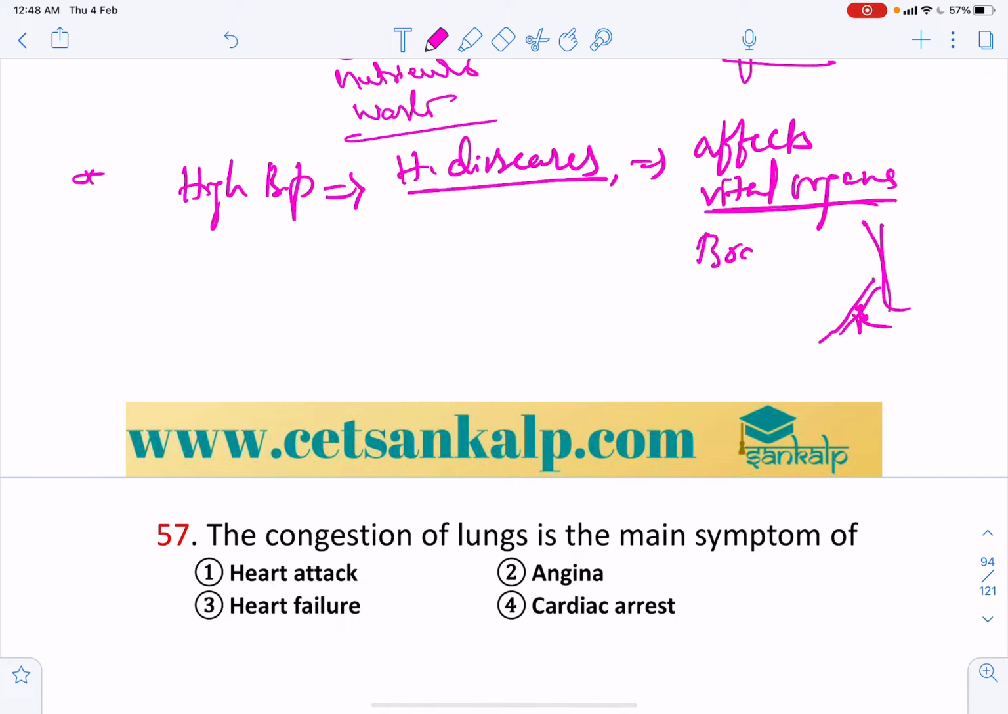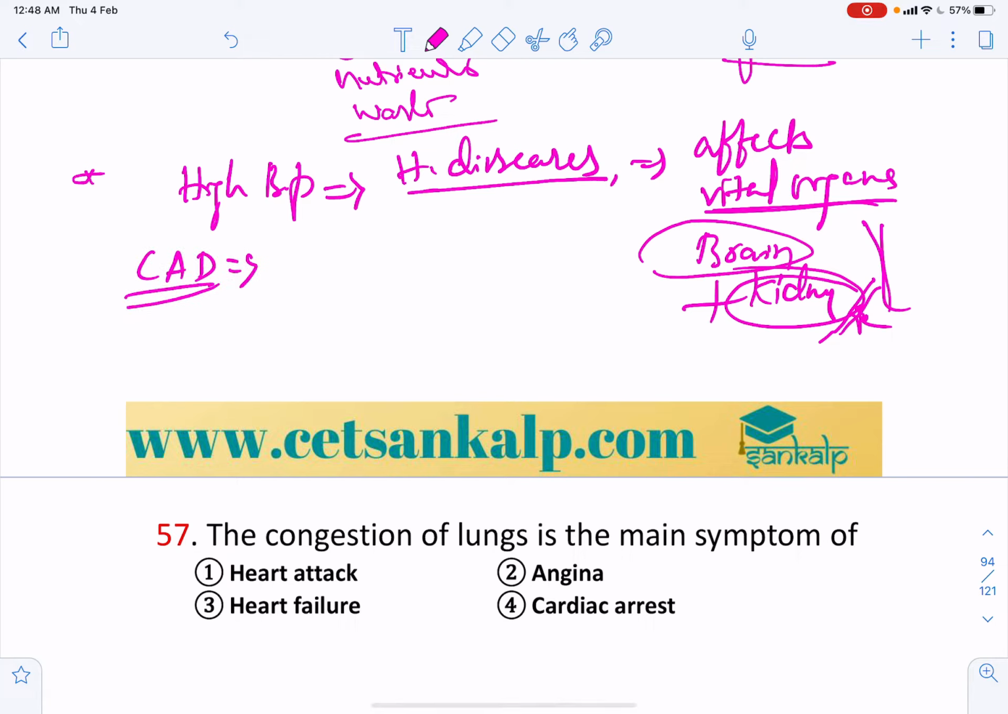Mainly highly susceptible are the brain and kidney. High BP affects the brain and kidney. Those are the vital organs. And next one more, that is coronary artery disease, CAD. What is coronary artery disease? Mainly we can also call it atherosclerosis.